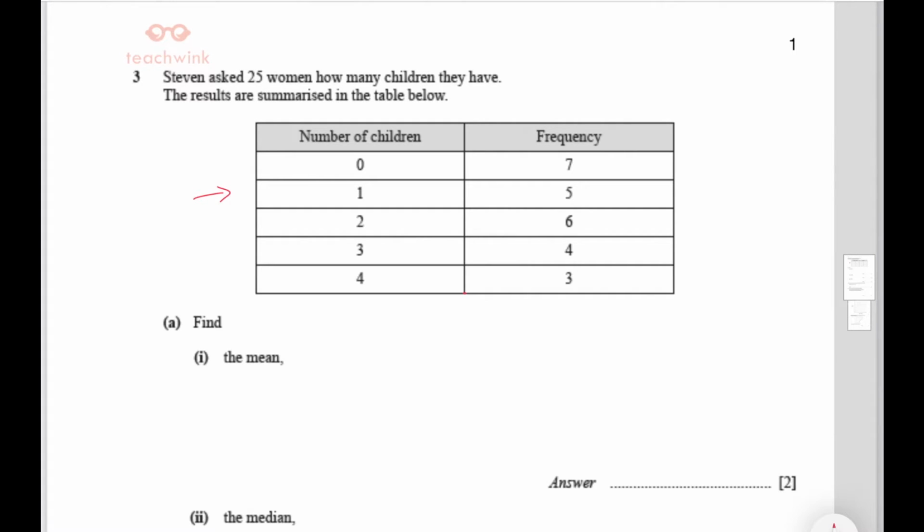The results are summarized in the table below. Then they have given us this frequency table. Part A, 1 says find the mean. In order to find the mean, you need to multiply every frequency with the number of children. Okay, so let's do that.